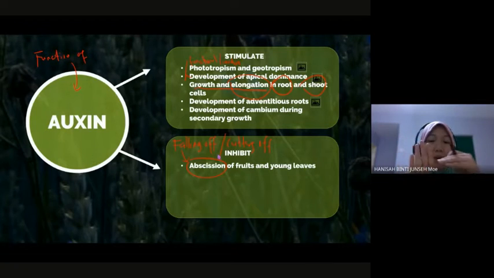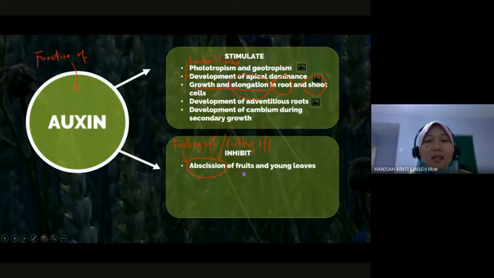Okay, you can see the logic, the connection between that. Logically, auxin promotes growth, so everything must stay in the plants. So it will inhibit the abscission of fruits and young leaves.